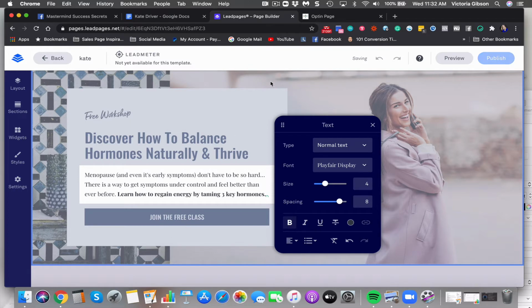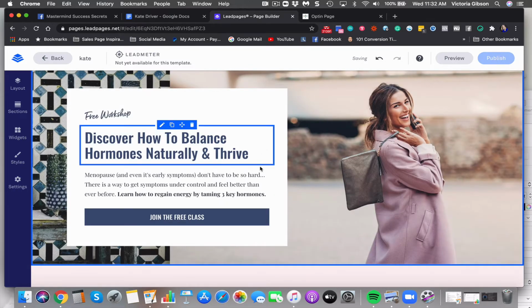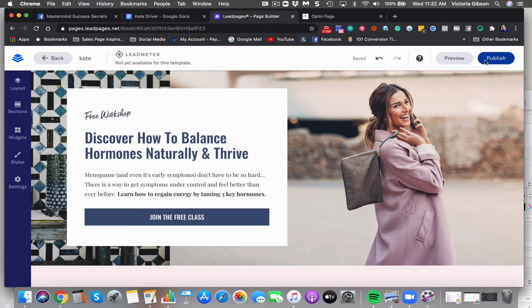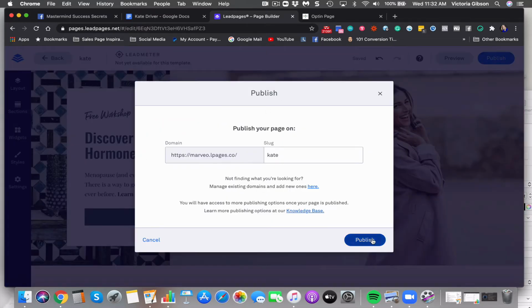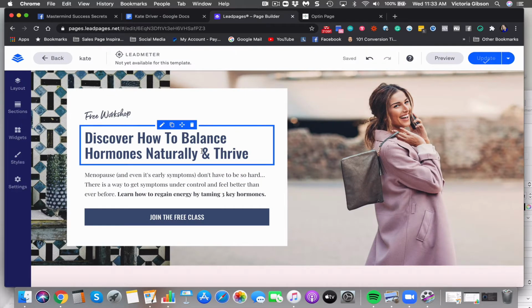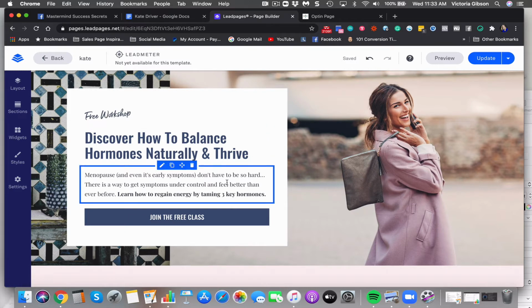Join the free class. Okay, so even then that's already a little more punchy and to the point, not going so much into the process of what I do, but more the outcomes. That's where we want to make it relevant to them. We want to talk directly to the problem they're solving, make it easy to read, and imply a positive outcome. So: discover how to balance hormones naturally and thrive. Menopause and even its early symptoms don't have to be so hard. There's a way to get symptoms under control and feel better than ever before.